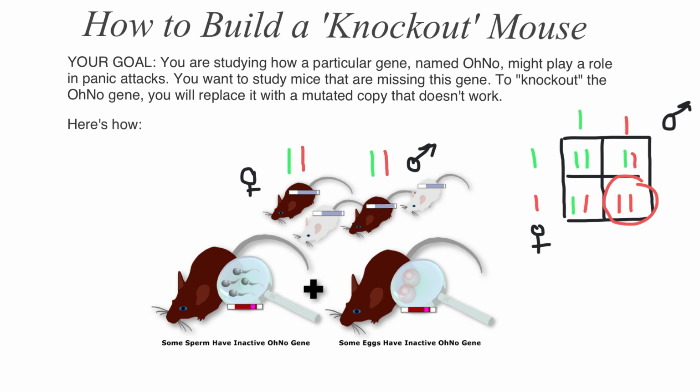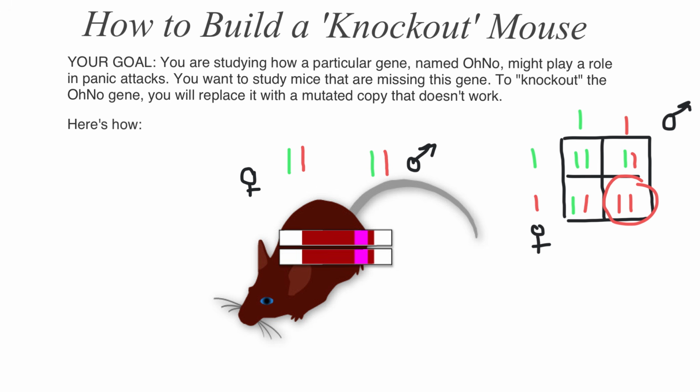Congratulations, you have made a knockout mouse. 1/4 of your resulting offspring will have two copies of the knocked out, inactive ONO gene. You can now study these mice to determine how lacking the ONO gene may affect panic attacks.